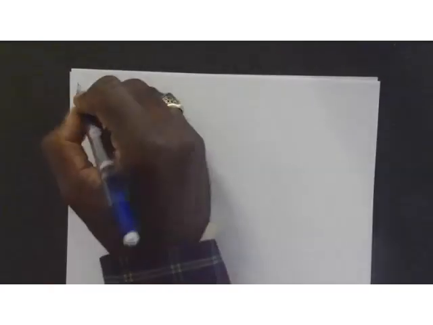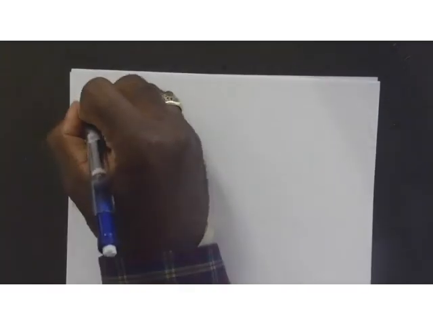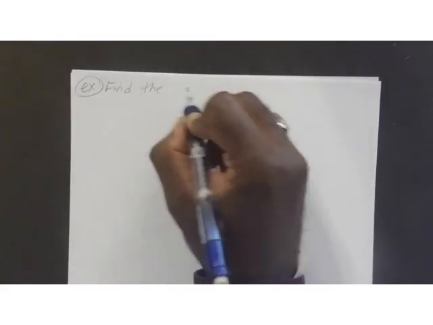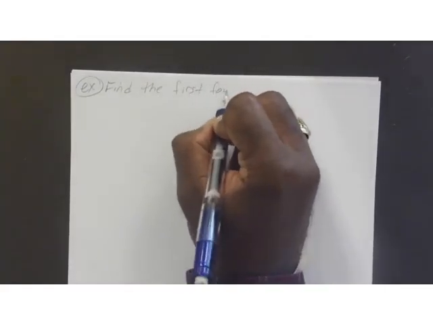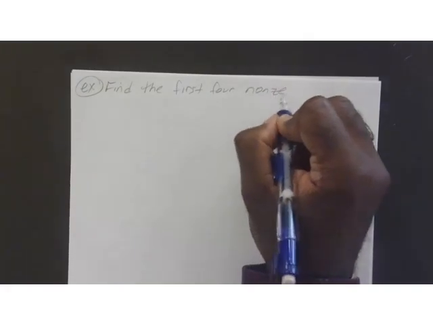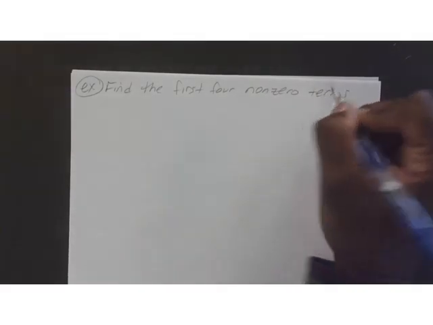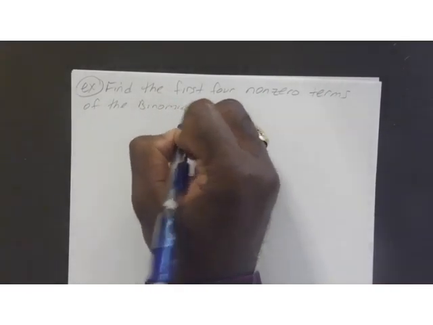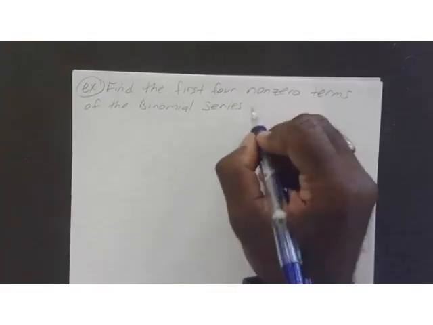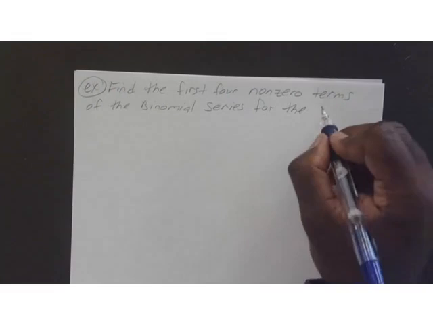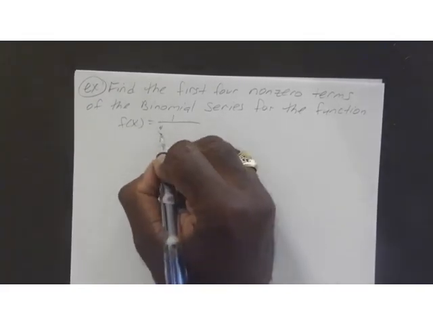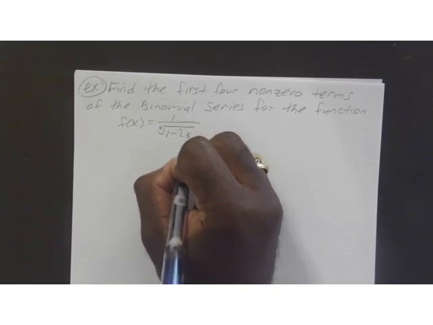Let's say if we wanted to, but if we wanted to find the first 4 non-zero terms of the binomial series for the function f of x is equal to 1 divided by the 4th root of 1 minus 2x to the 4th power.